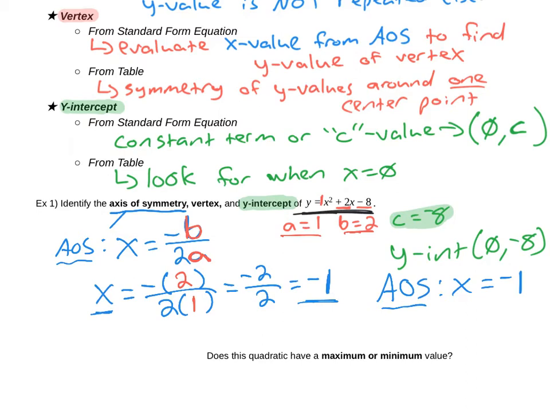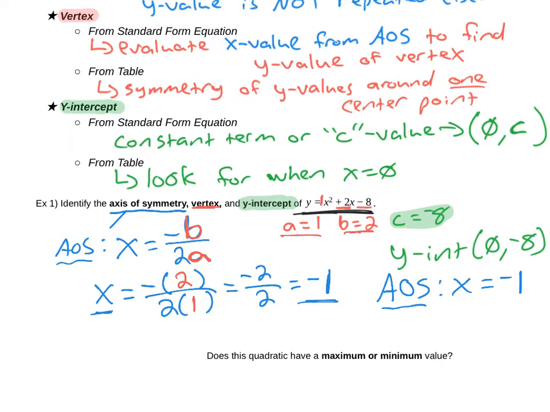Now, if you had a graph, you could think, hey, now I have a starting point for my table. I'm going to build my table around the vertex. All right, we don't have to graph it, but we do need to find the vertex. Vertex here is going to be red. All right, so how do I find the vertex if I know the symmetry? Plug in that x value.